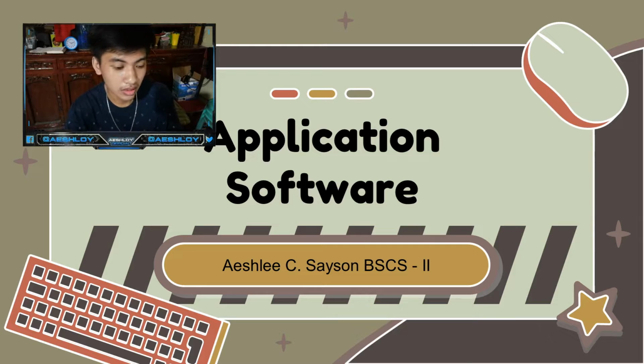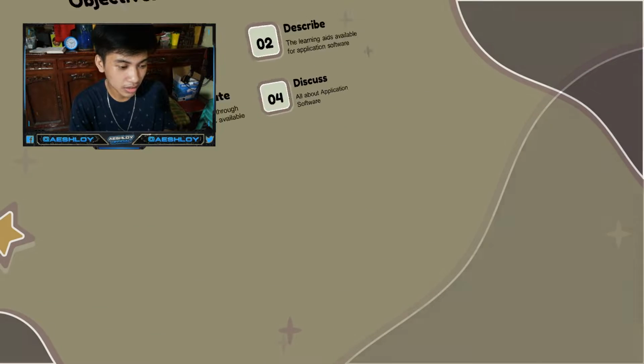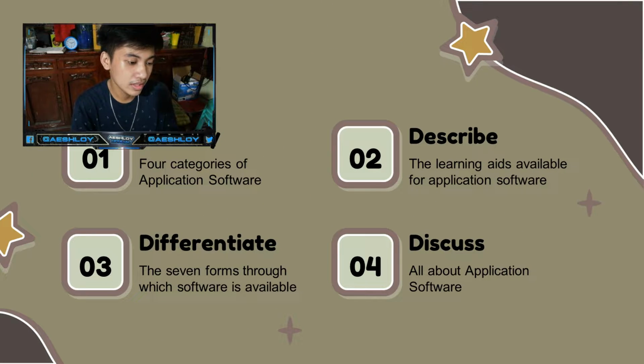So today's video, let us all tackle all about application software. So now these are the objectives of this video. Number 1, identify the 4 categories of application software. Number 2, describe the learning aids available for application software. Number 3, differentiate the 7 forms through which software is available, and discuss all about application software.